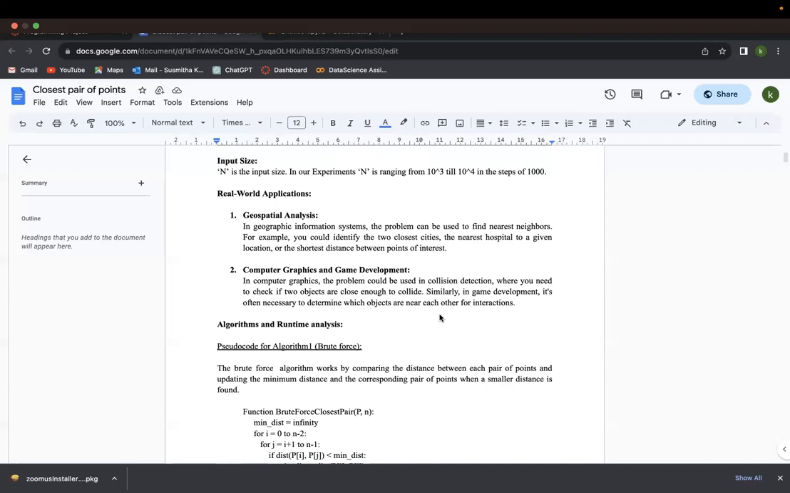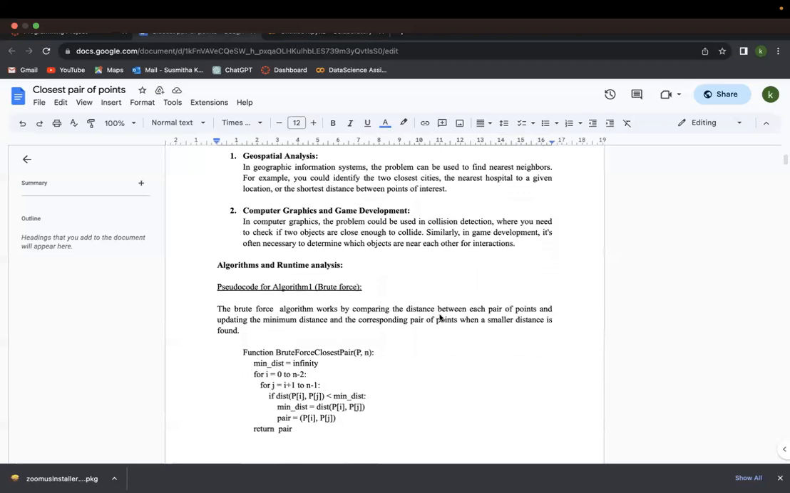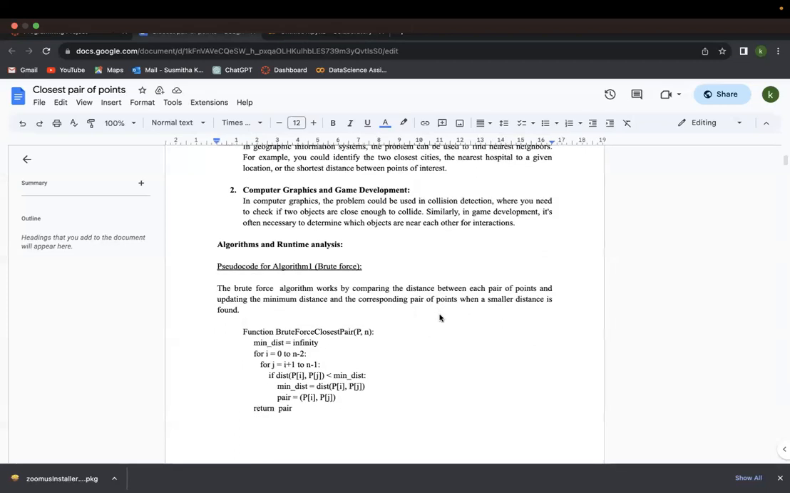Next, it goes to the time complexity. The time complexity is a measure of how the running time of an algorithm increases with the size of the input. The time complexity is represented using the O notation.